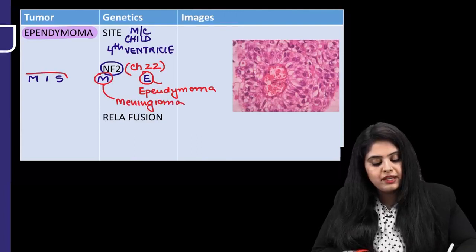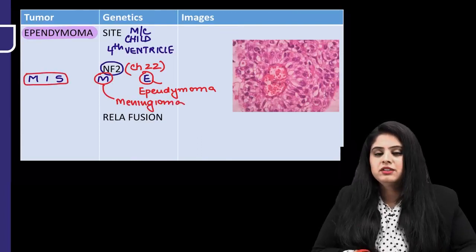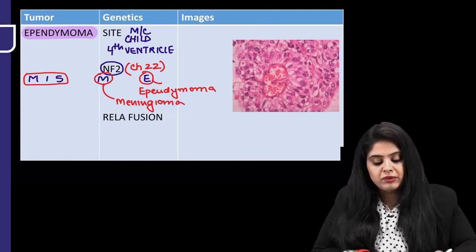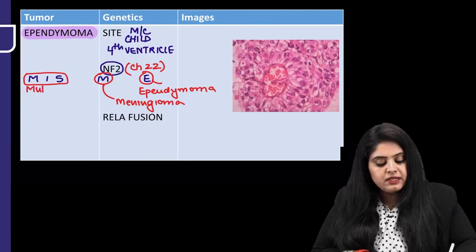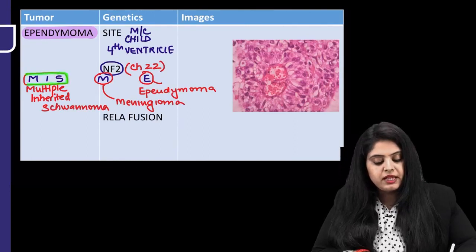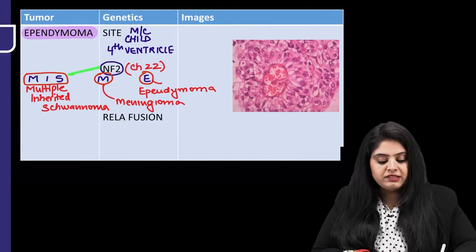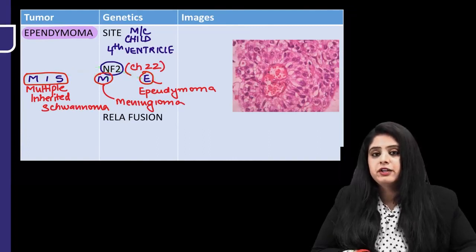But what is this MIS? You want to learn the full form of schwannoma, so you know NF2 is actually nothing but schwannomas. So they have called it multiple inherited schwannomas. Repeating once again, NF2 is Miss Me, that is multiple inherited schwannomas. Then we have meningiomas, then we have ependymomas. That is the Miss Me mnemonic for NF2 that you have to know.